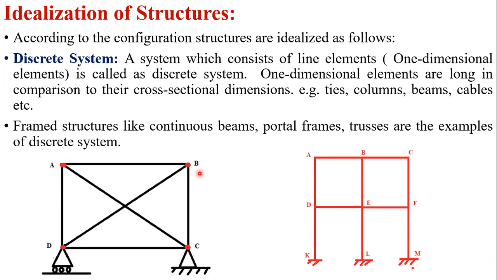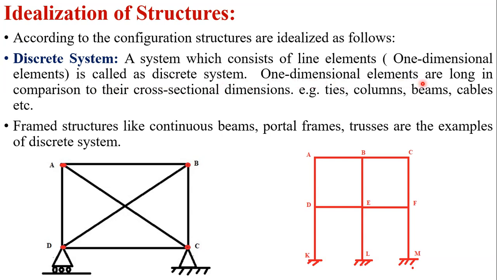Now what is meant by idealization of structure? According to the configuration, meaning its layout, structures are idealized in different ways. The first one is the discrete system. A discrete system means a system which consists of line elements. Line elements means one-dimensional elements. So a system which consists of line elements is called a discrete system.